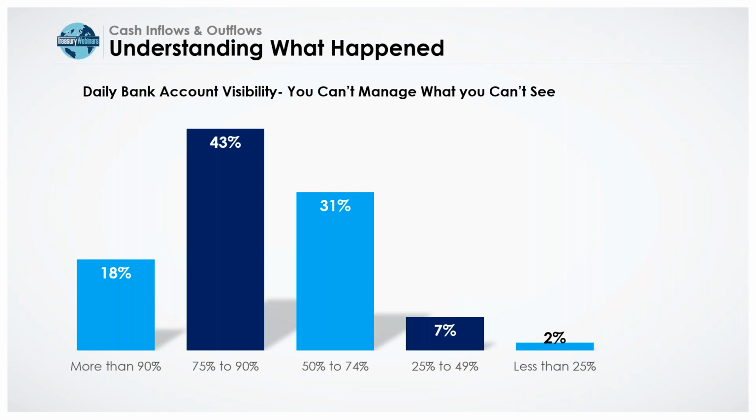And I think what this chart does is call attention to the fact that not all organizations really have that. There's a good percentage here, about 40%, that have less than 75% visibility into their accounts.